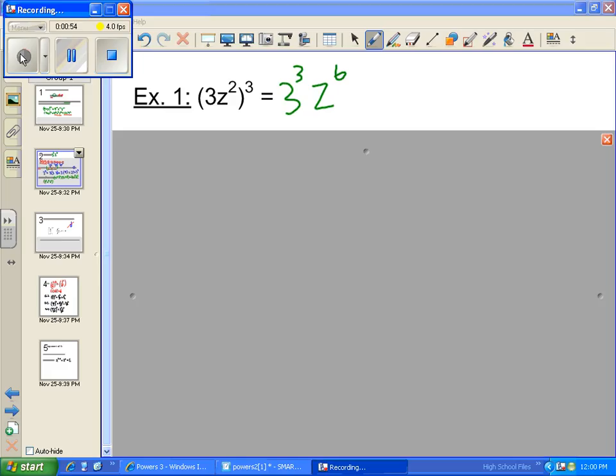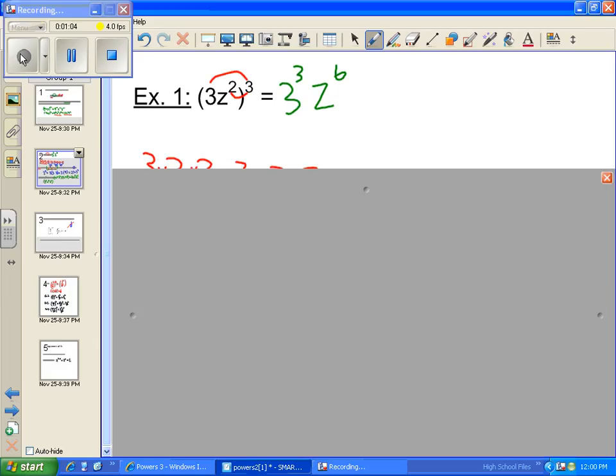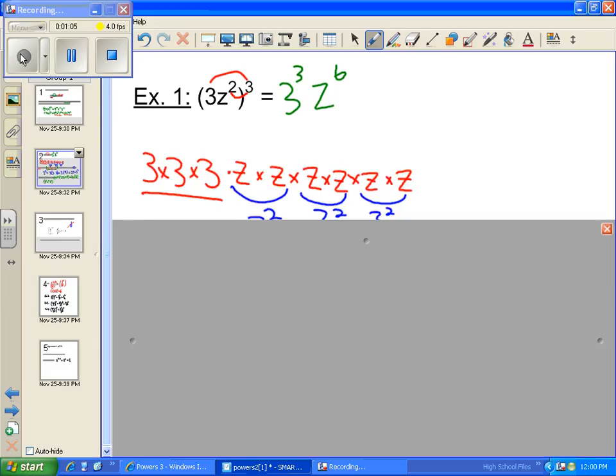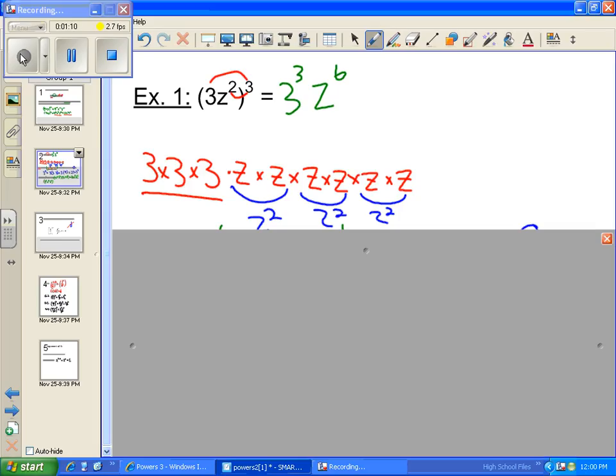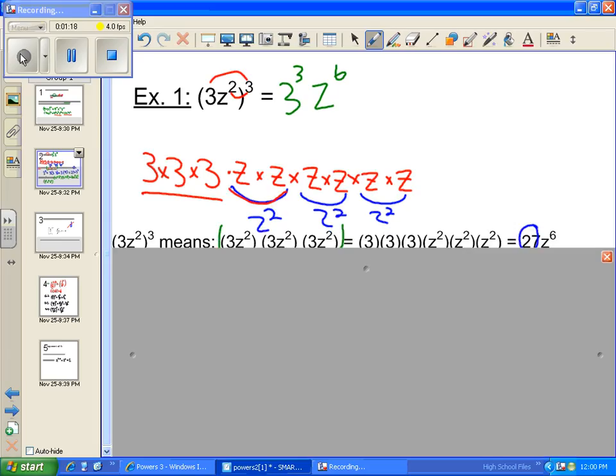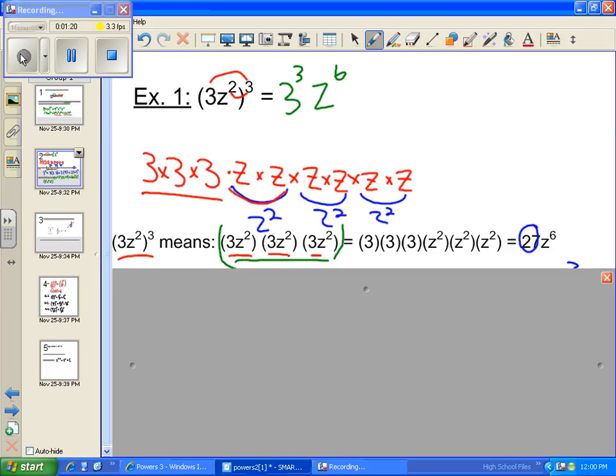3z squared all to the power of 3. Now, in this case, the 3 is raised to the 3, and the 2 is times the 3. That's the law that we learned before. In expanded form, we got this in class from a student. This was 3 times 3 times 3 times z 6 times. These z's here that I'm talking about can be written as z squared. 2 z's is z squared. This is how many different ways you can write it.